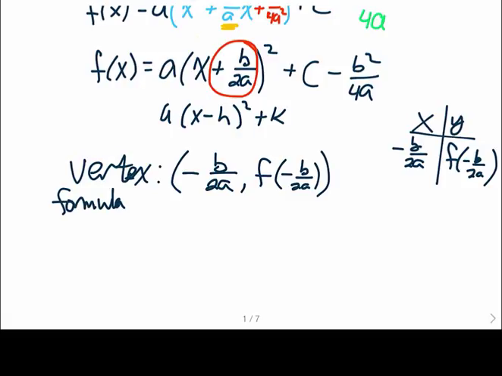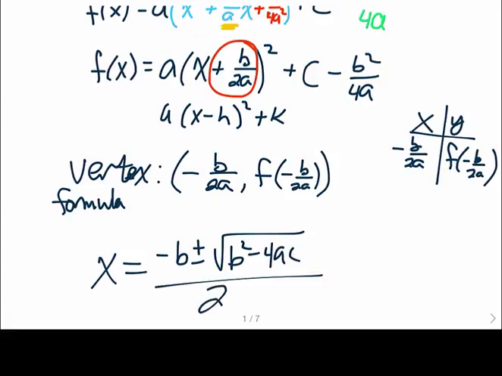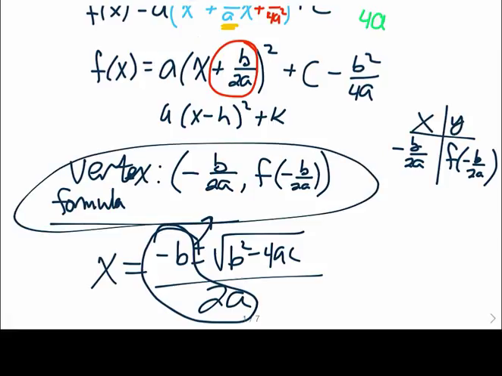Now, just in case that little voice in your head is wanting to revolt, I don't want to memorize something new. If we remember our quadratic formula, x equals negative b plus or minus the square root of b² minus 4ac, all over 2a, this negative b over 2a actually shows up in part of the quadratic formula. So maybe that will help us to remember the vertex formula. Now let's see how we can use it.